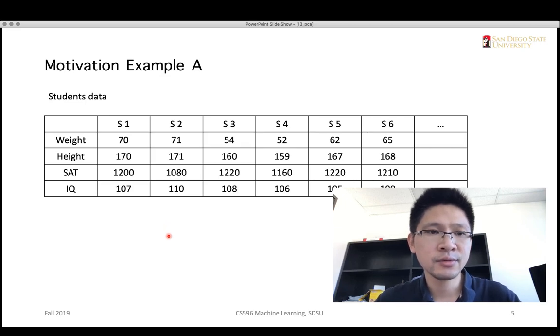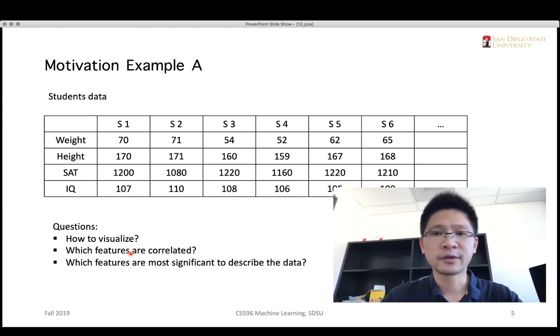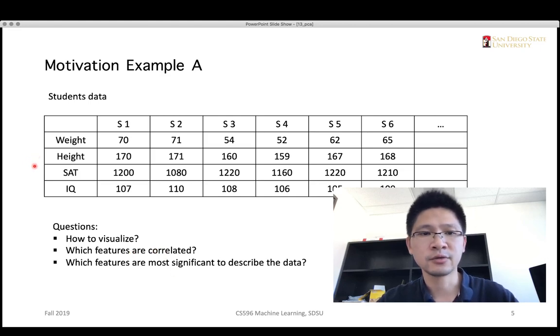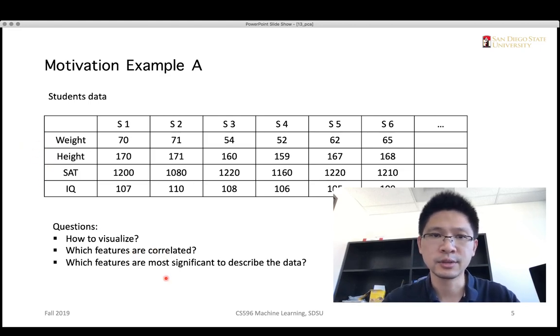And another example is the students' data sets. We have weight, height, SAT scores, IQ to describe the student's profile, for example, in this university. And we can ask the same questions, like how do we visualize the data set? Of course, we have different purposes for different visualization techniques. How do we choose the features correctly to meet different purposes is a quite tricky task. And of course, how we consider the correlation between the features is also important here.